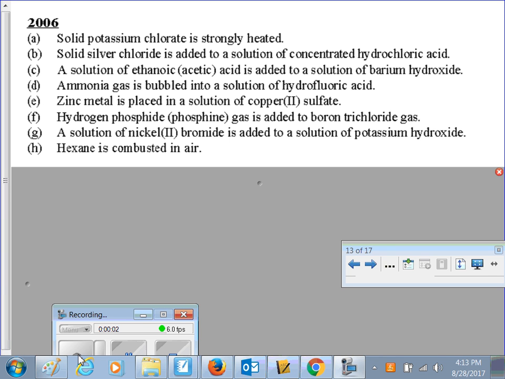Okay, so you're here one last time to see examples of net ionic equations. I'm going to work four problems from the pack that you got in class. I'm going to start with 2006A.